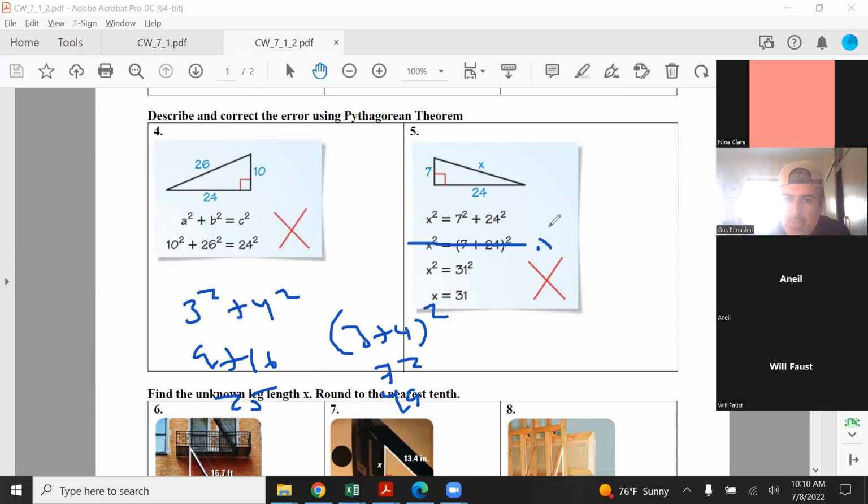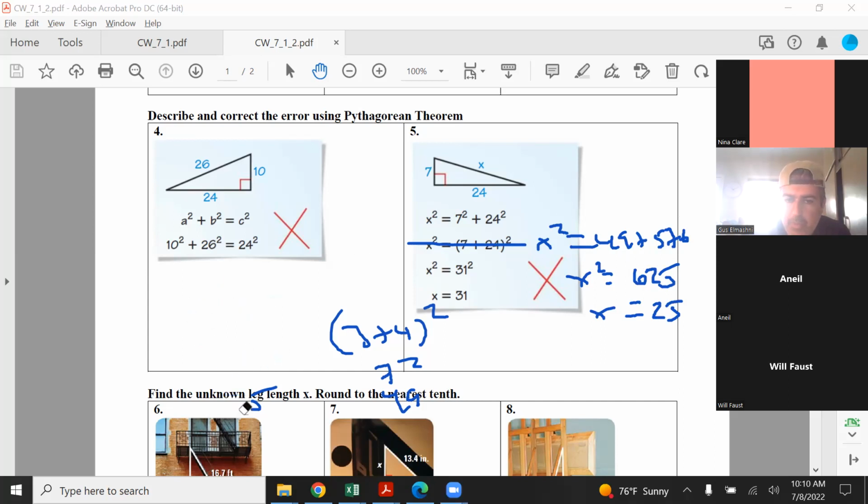Instead, we have to say x squared just equals 49 plus 576. And then x squared equals 625. And then x is 25. That's how you correct it. So that's number 5. But you can't just be liberal with the parentheses like that, because then it would disobey the order of operations. That's a really bad thing, that second step.